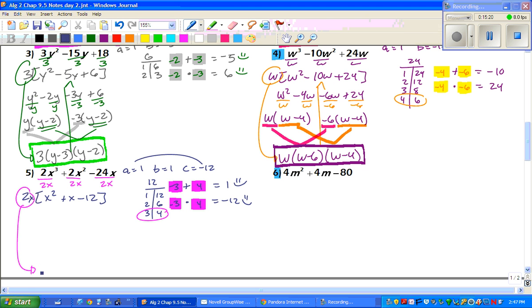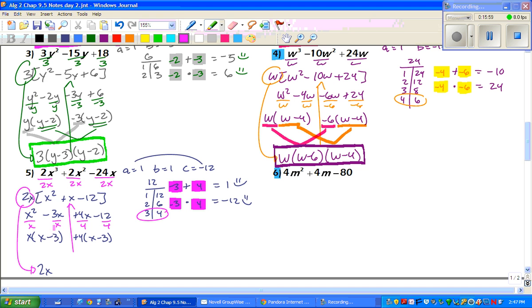I'm going to bring that 2x down because I almost forgot. So we got x squared, split the middle term to negative 3x plus 4x minus 12. Take out an x. We get x minus 3. Back here I'm going to take out a 4. So we're left with positive 4 and then x minus 3. So good.